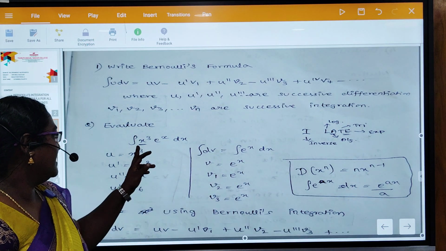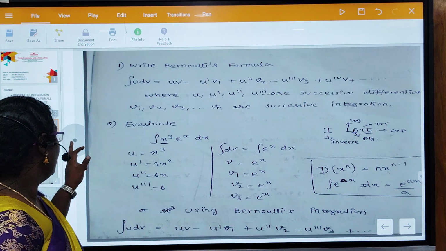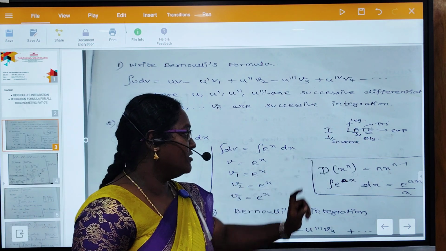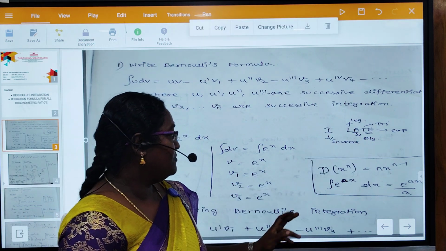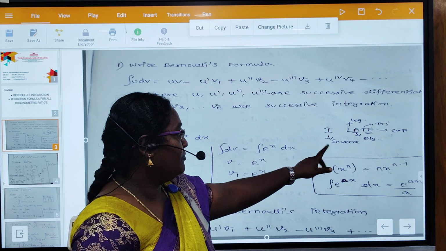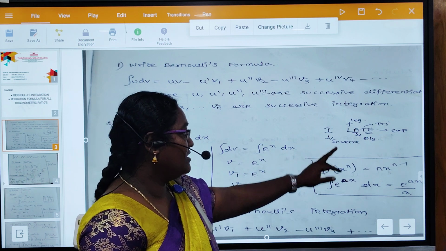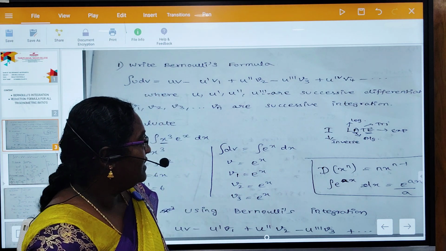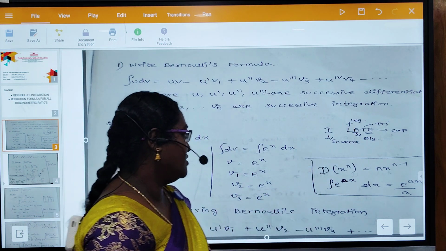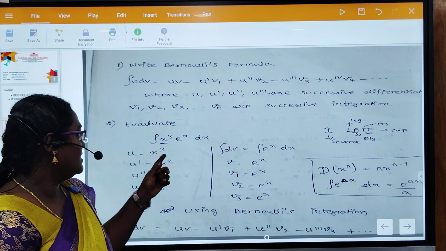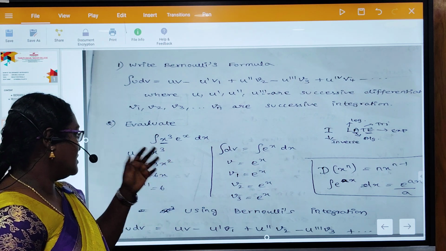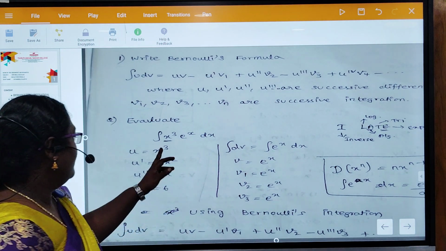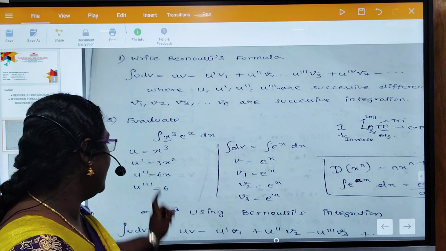The first problem is integral x cube e power x dx. So as per the ILATE concept, what is the ILATE concept? While choosing u, we want to give the preference in the order ILATE. I denotes the inverse trigonometric function, L denotes logarithmic function, A denotes algebraic function, T denotes trigonometric function, and E denotes exponential function. Here we are having two functions, x cube and e power x. So x cube is an algebraic function and e power x is an exponential function. So we are choosing the algebraic function x cube as u.